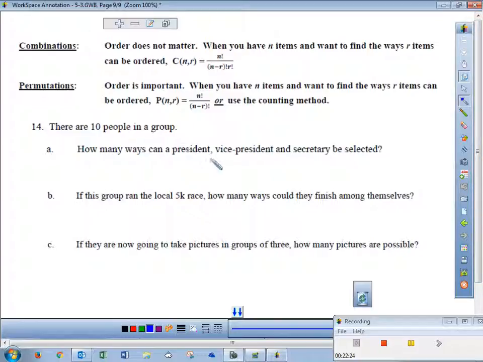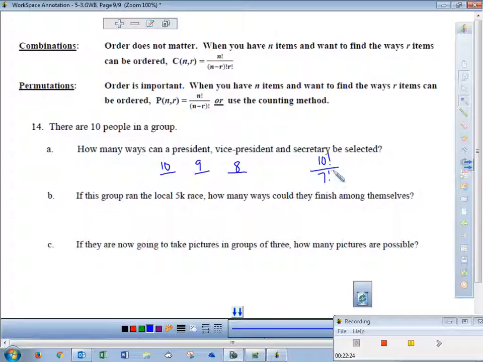And lastly, there are 10 people in a group. How many ways can president, vice president, and secretary be selected? Order totally matters in that, so that's the counting method. You could choose 10 people for the president, 9 people for the vice, and 8 for the secretary. And just to show you how that formula works here, it would be your total 10 factorial over, if you're choosing 3, n minus r, so n is 10, and r is 3, it's over 7 factorial.